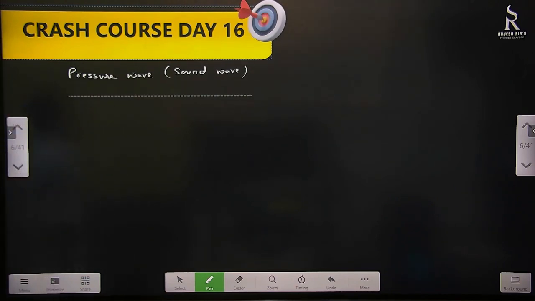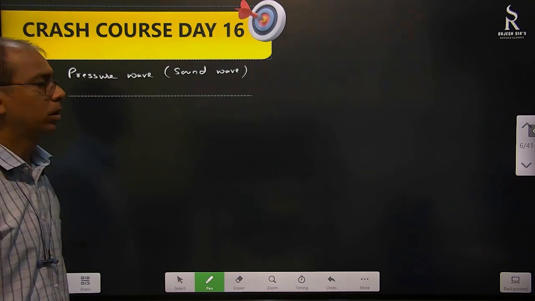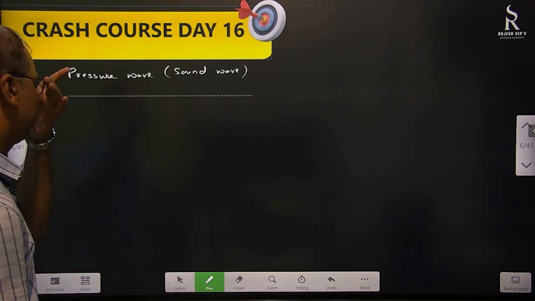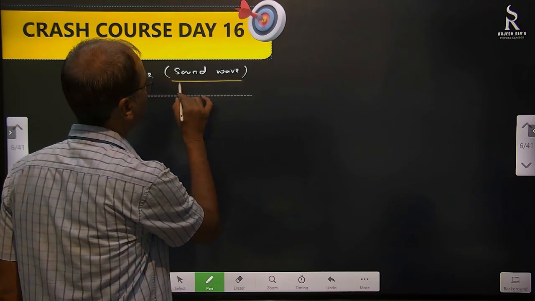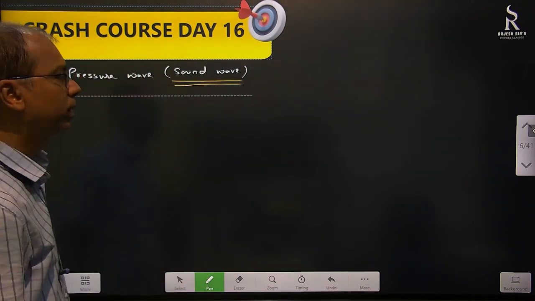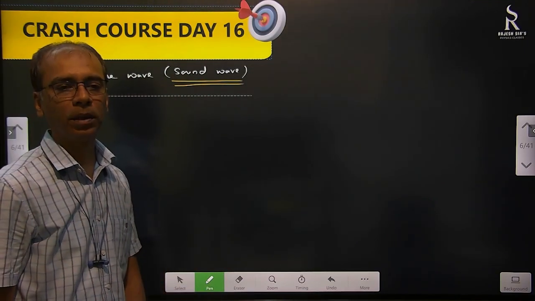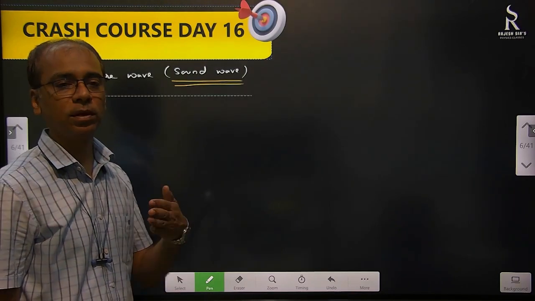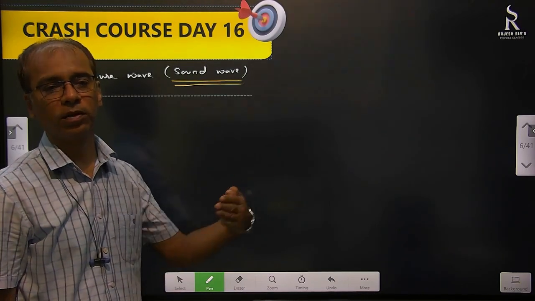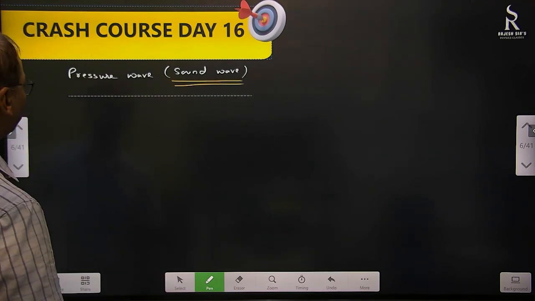Right. Now, so far we were talking about waves, but in that we never discussed the pressure wave. We discussed the displacement wave only. Now, what is a pressure wave? Sound wave is actually a pressure wave. A longitudinal wave is called a pressure wave. And so far we were talking about transverse waves, crest and trough. In a pressure wave, you have compression, rarefaction, compression, rarefaction. Right. So what is a pressure wave? That we have to see first.